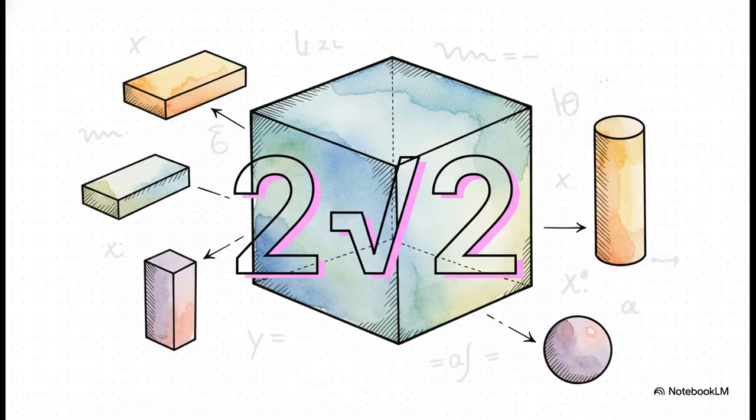And with that amazing insight, that the box has to be a cube, the problem becomes super simple. We just plug x equals y equals z back into our surface area constraint, solve for x, and find that the maximum possible volume is 2 times the square root of 2. The method literally found the most efficient shape for us.